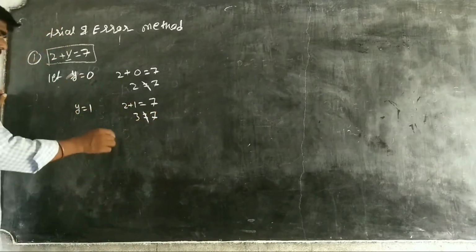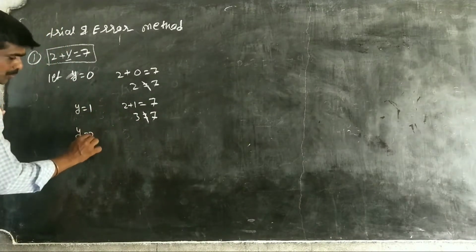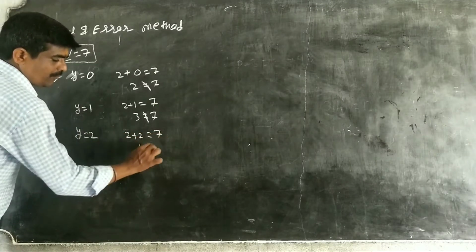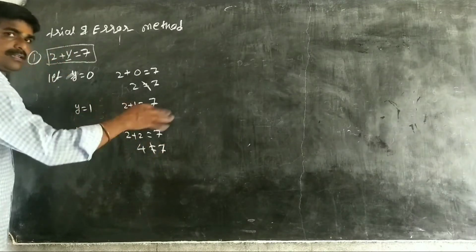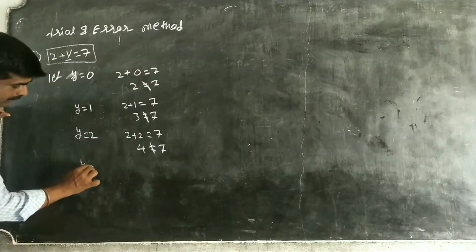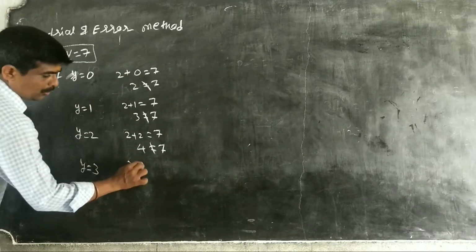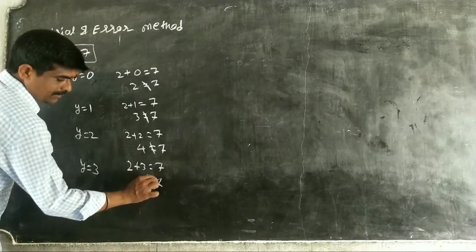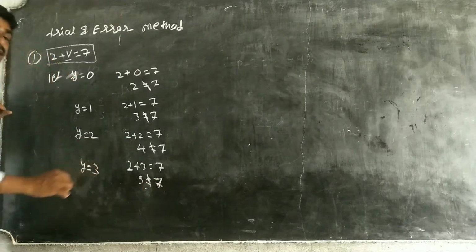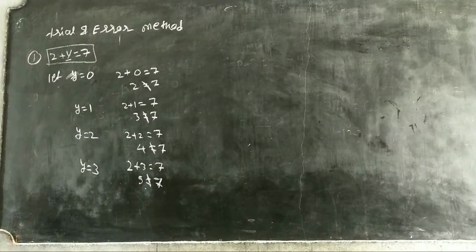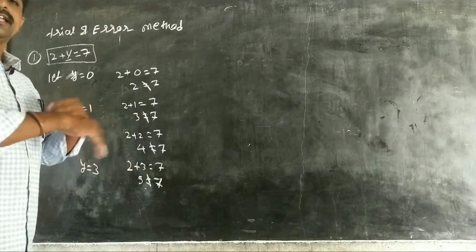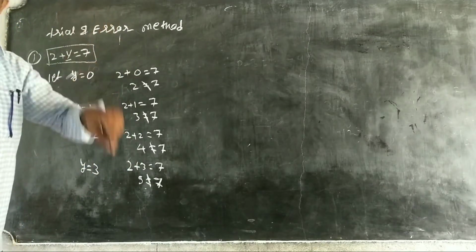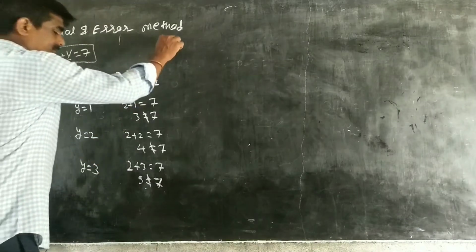Both are not equal. Next, y is equal to 2. That is 2 plus 2 is equal to 7, 4 is equal to 7, both are not equal. Next, take y is equal to 3. 2 plus 3 is equal to 7, 5 is equal to 7, so both are not equal. Y is equal to 3 is also not a solution. This is a trial and error method. Every time we have to substitute one value, whenever we get the particular result, okay?